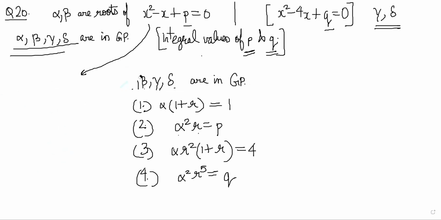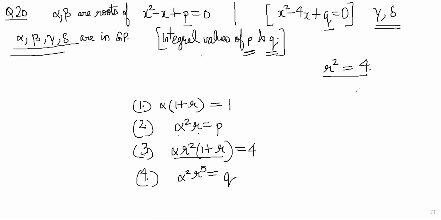Okay, so in equation 1 and 3 you have 1 plus R. So 1 plus R is 1 divided by alpha, then put that in, 1 divided by alpha times R square. Correct. So you can just remove 1 plus R, right? You can divide equation 3 by equation 1, and you get R square left. R square is equal to 4.